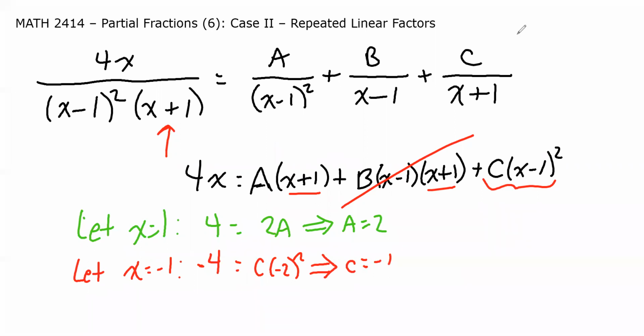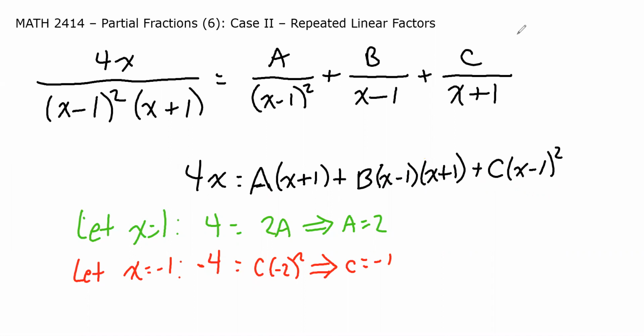But we're kind of in a quandary now, because we have an a, b, and a c that we need to know, and currently we don't know what b equals. And we've exhausted all of our x values that will cause the denominator's factors to zero out, since there were only two unique factors in the denominator. So how are we going to figure out b?